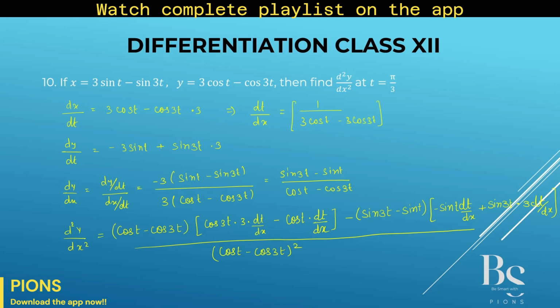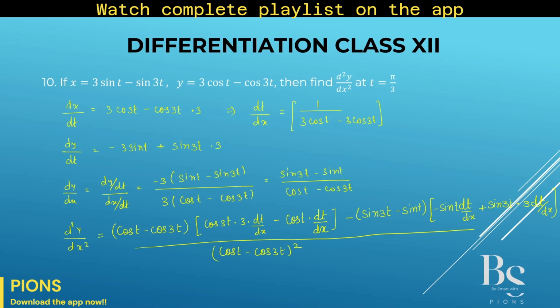Majority of people do that. What they'll do is they'll put this value over here, dt by dx, and make it more complicated. You can do that. Better is, even after replacing it here, we don't have to do any operation, right? After putting it here, you don't have to do any operation. You have to simply put t equal to pi by 3.